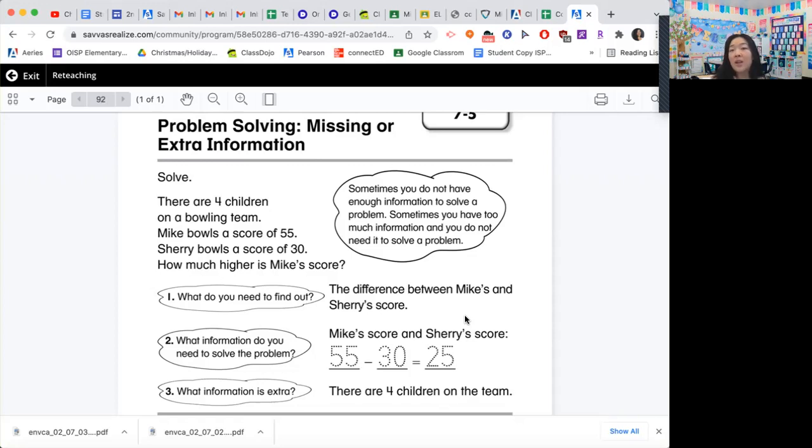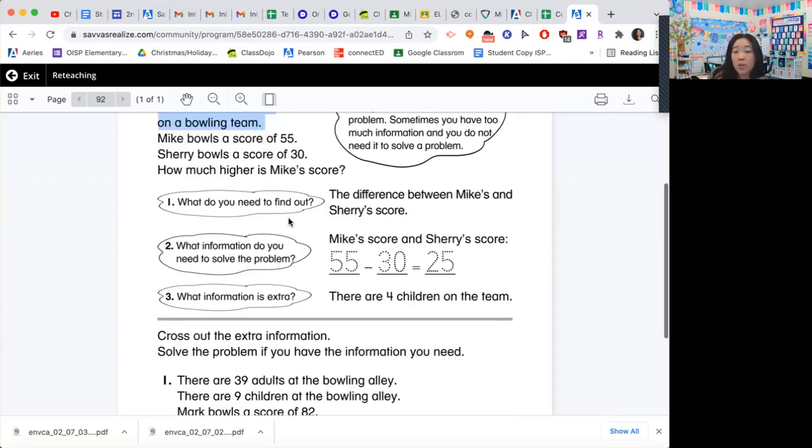So then, is there any missing information to solve this problem? No, we were able to solve it. So instead of there being missing information, there is extra information. So what is the extra information? That there are 4 children on a bowling team. That is extra information that we did not need to know in order to solve the problem.